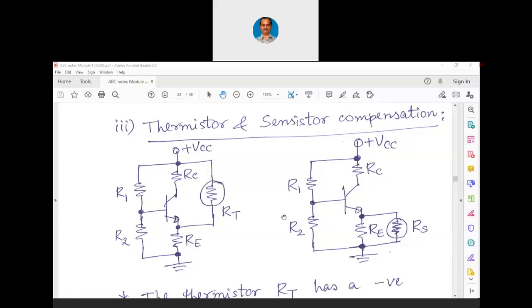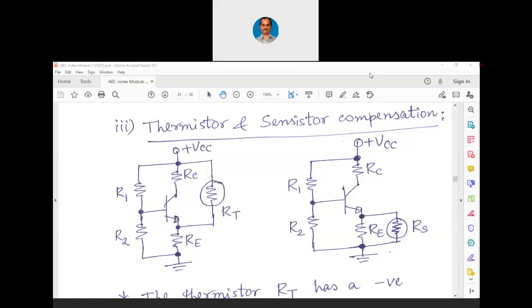On the other hand, we have something called sensistor compensation. Now thermistor has a negative temperature coefficient, whereas sensistor has a positive temperature coefficient, which means that when temperature increases, the resistance increases. Both these circuits have the same functionality. Only the connections are different. The thermistor has to be connected like this here, so that when temperature increases, it will cause an increase in the current at the RE.